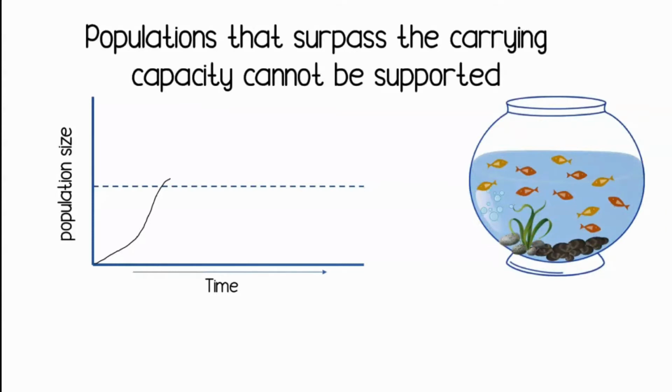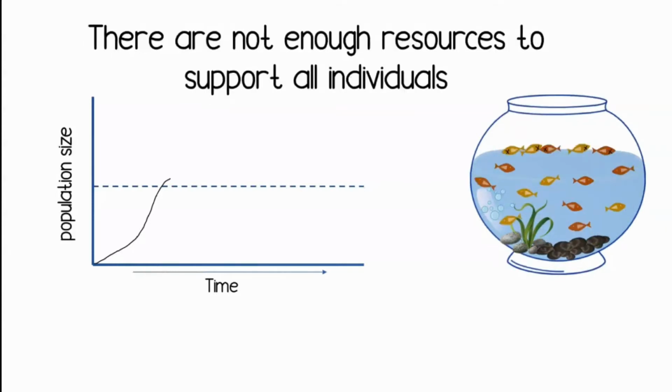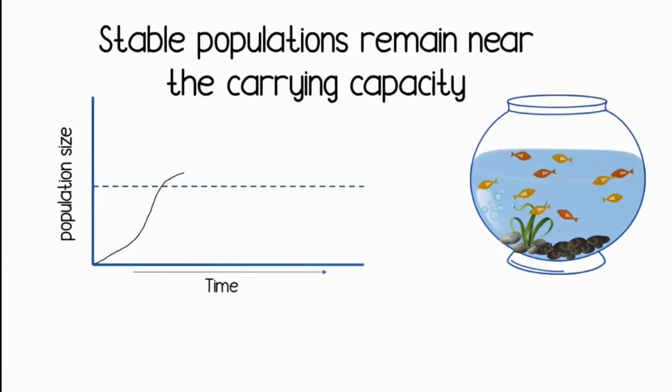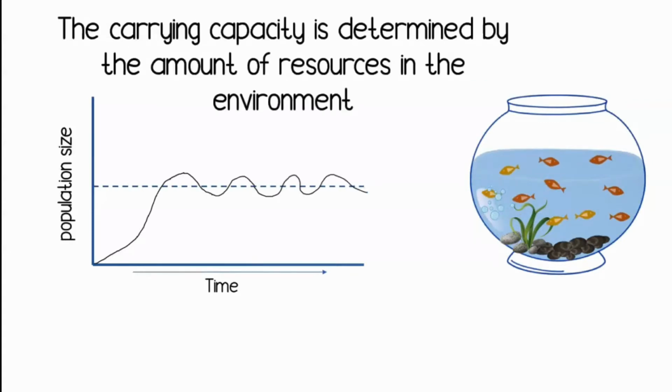Populations that surpass the carrying capacity cannot be supported. There are not enough resources to support all individuals. Stable populations remain near the carrying capacity. The carrying capacity is determined by the amount of resources in the environment.